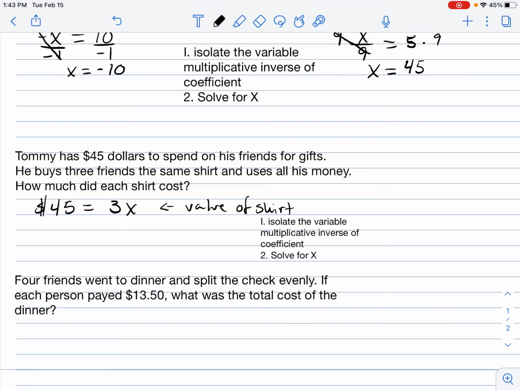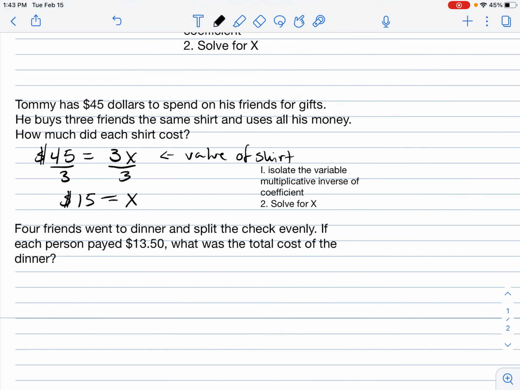And if you want to label this as $45. So now to solve, we're multiplying by 3, so to undo that multiplication, we divide by 3. And this is going to leave us with $15. And then over here, we're just left with x. So the cost of the shirt was $15.